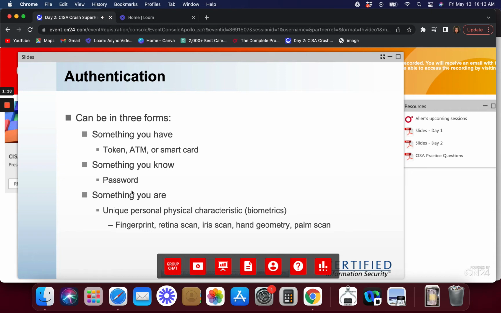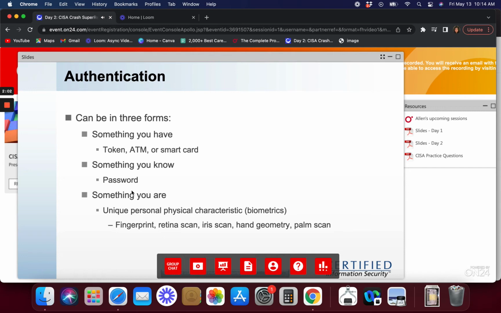We have 3 factors of authentication that we discuss: something you have, something you know, something you are. And if you use any 2 of those 3 in combination, we're said to be using strong authentication. So if, for example, you need to input a password, but also have a thumbprint on your mobile phone, that's 2-factor authentication.